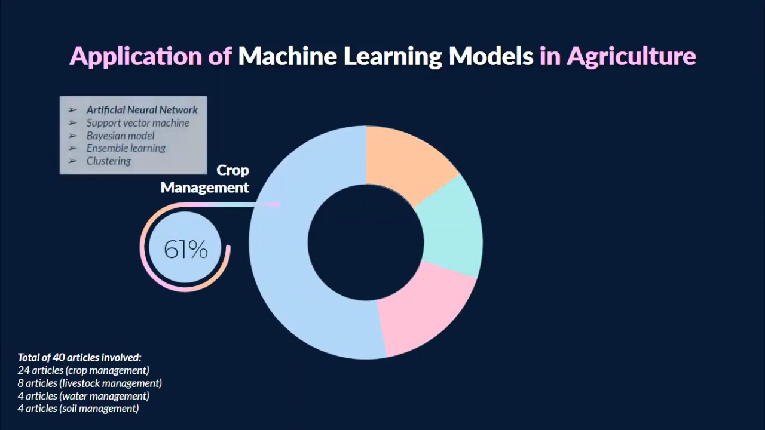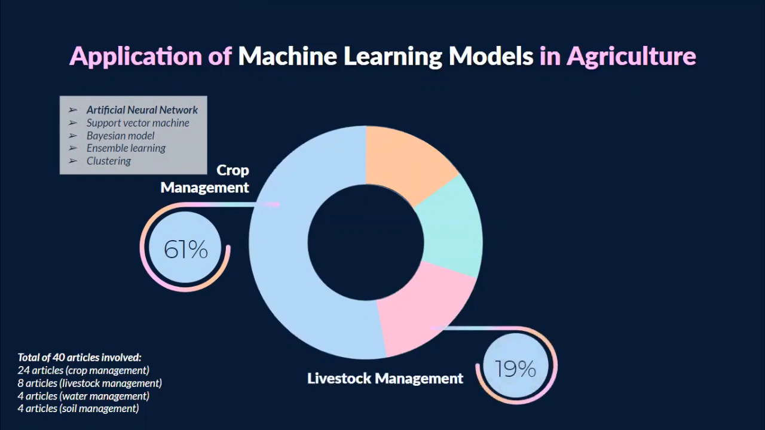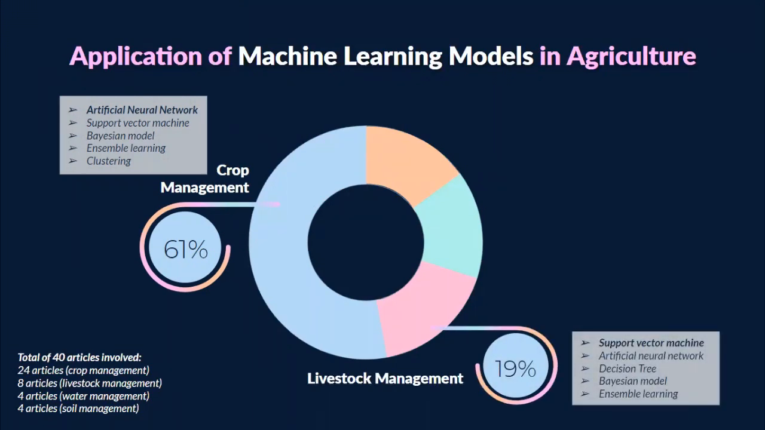Specifically, artificial neural network is the most implemented learning model in crop management, followed by support vector machine, Bayesian models, ensemble learning, and clustering. And then in livestock management, a few machine learning models have been applied, with support vector machine as the main model, followed by artificial neural network, decision tree, Bayesian model, and also ensemble learning.